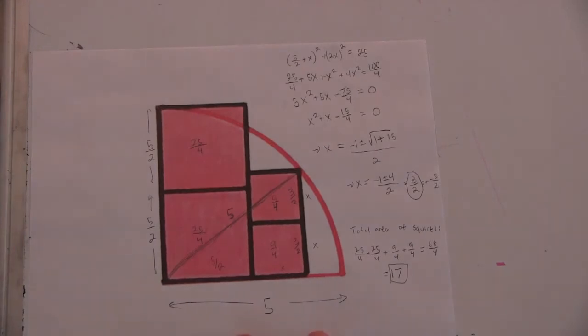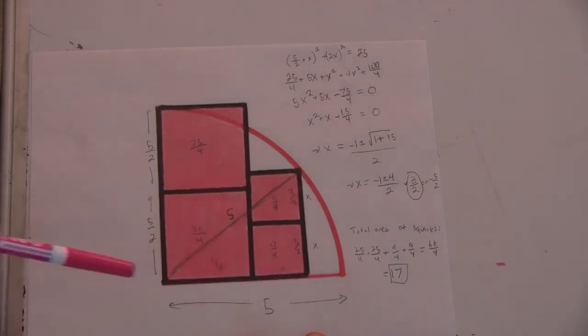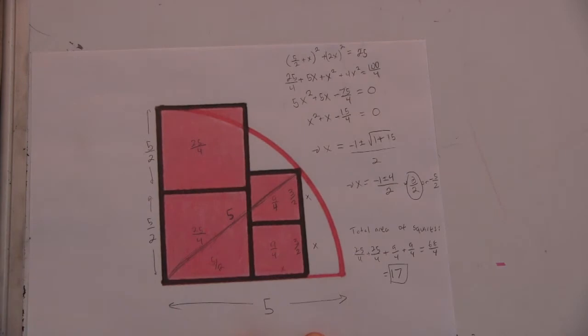I said we only printed out the picture. What was the question here? So the question was: this length here, the radius of the quarter circle, is 5, and we're trying to find the total area of these squares. Okay. All right.